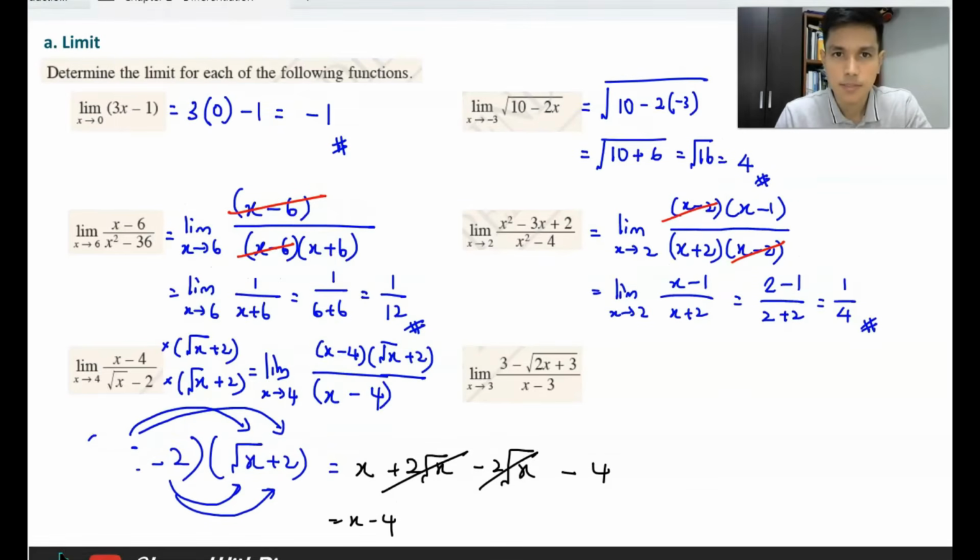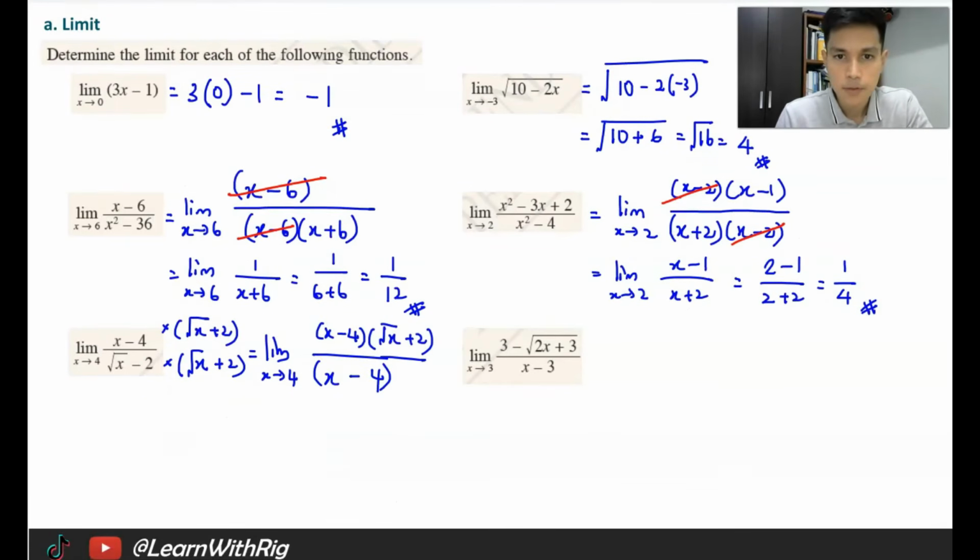This is the basic. So now you can cut. So here you can cut, here you can cut. So now what you have left is limit x approaching 4, but your expression now is square root of x plus 2, because the bottom one you already cut. So now you can substitute. So square root of 4 plus 2, answer is 4.